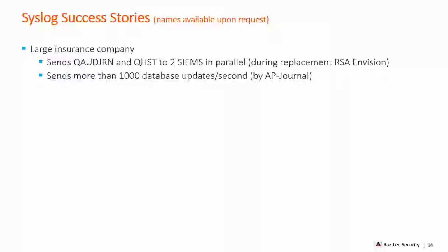And one important thing that you mentioned is that in reality we can send more than 1,000 database updates. So it's working without any limit. It's very fast. The influence on the CPU is very small. It's less than 1%.